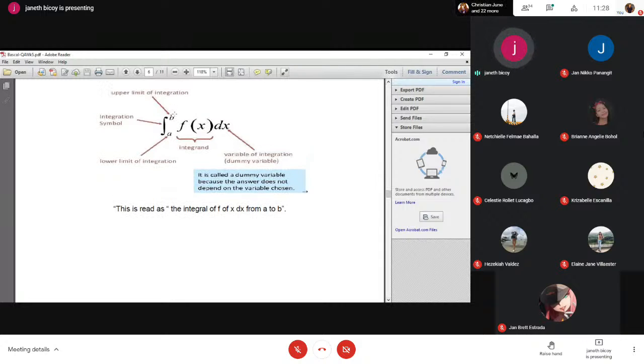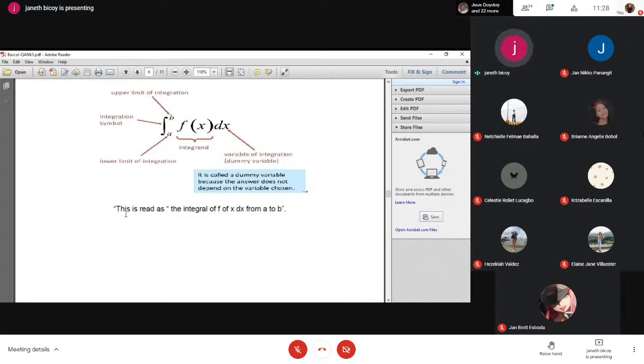Okay, so b is the upper limit of integration. This is the integration symbol or the integral sign, an elongated s, as other books describe it. A is the lower limit of integration. The variable of integration is dx. f of x is the integrand.